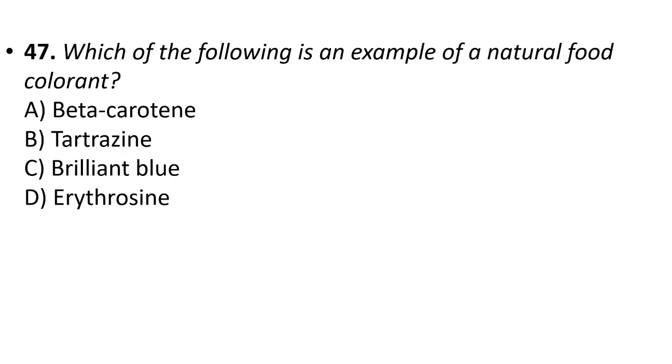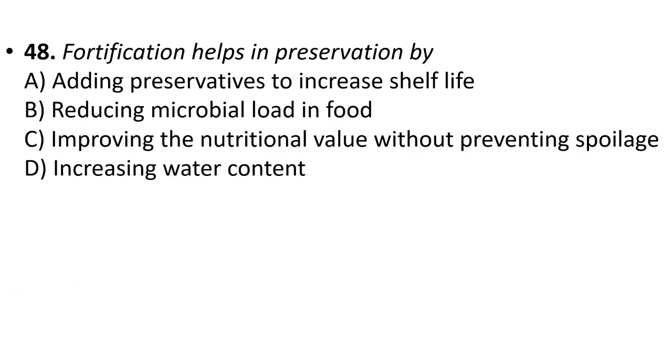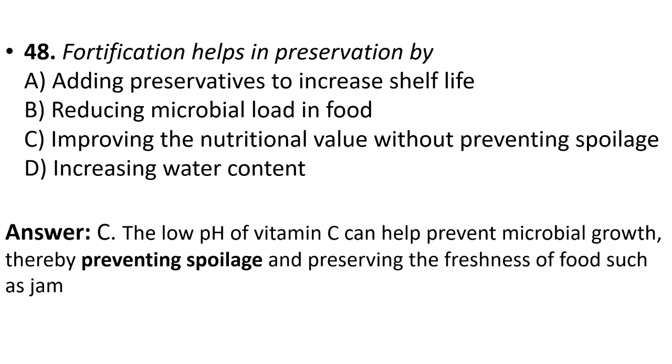Iron and folic acid. 47. Which of the following is an example of a natural food colorant? Beta carotene, tartrazine, brilliant blue, erythrosine. Your answer is option A, beta carotene. 48. Fortification helps in preservation by adding preservatives to increase shelf life, reducing microbial load in food, improving the nutritional value without preventing spoilage, increasing water content. Your answer is option C. Improving the nutritional value without preventing spoilage.